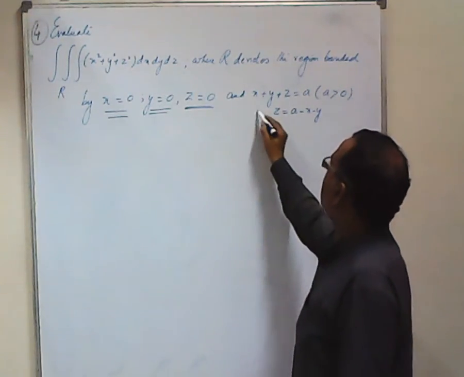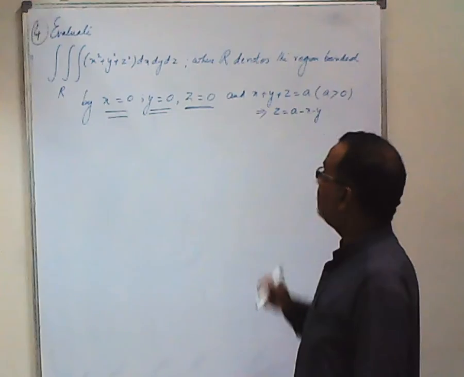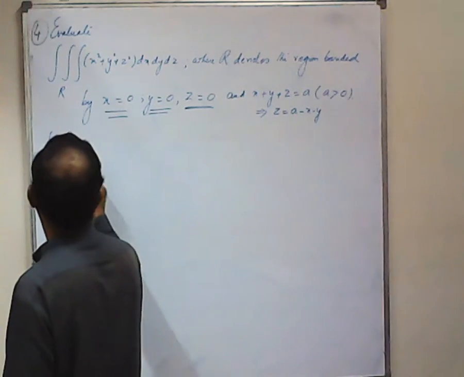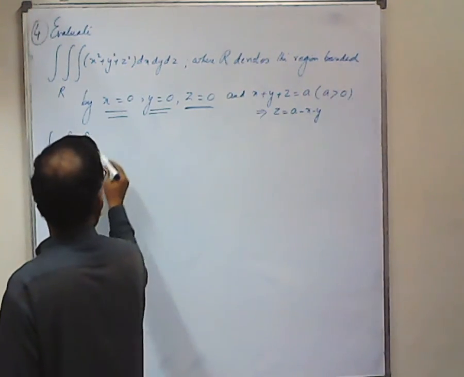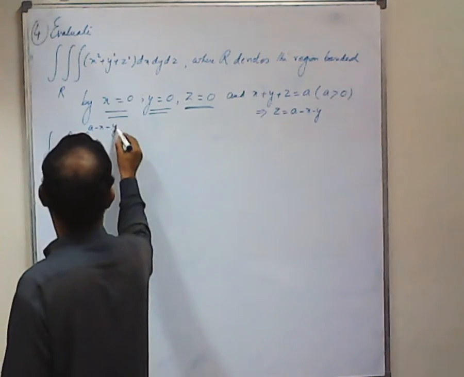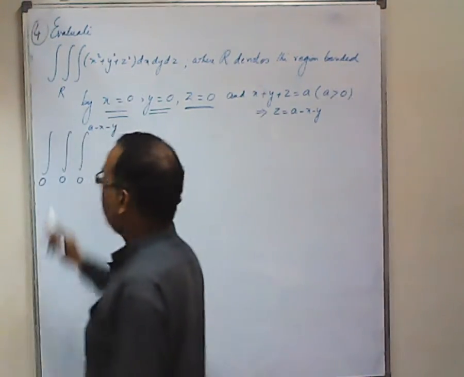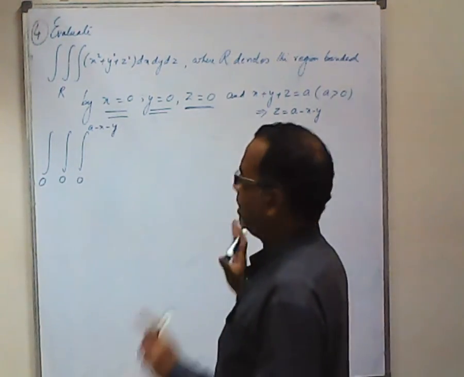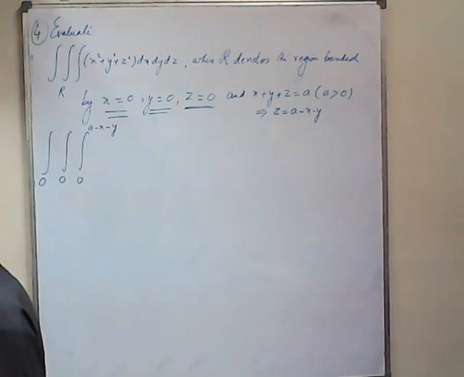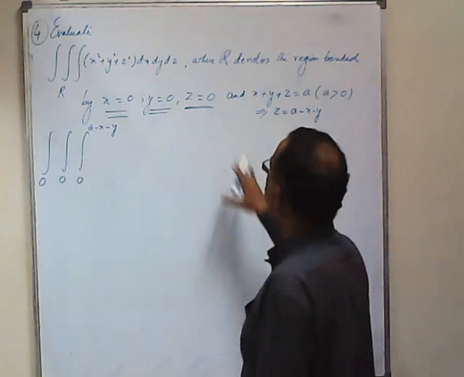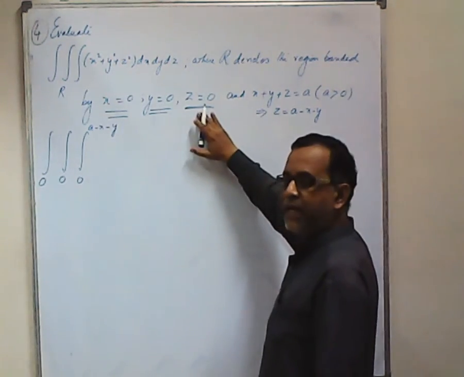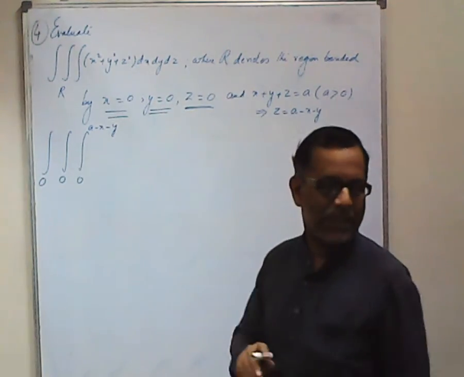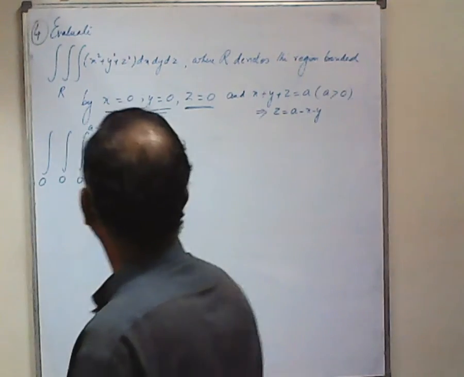So let's say we are trying to integrate with respect to z first. Now we have 2 limits of z, so just concentrating on the 2 limits of z: 0 and a minus x minus y. I am not writing the other limits above yet. I will write them once you understand the scenario. At present I am just focusing on one variable's limits. So one limit of z is 0 and the other limit of z is a minus x minus y. It will become much easier for you.